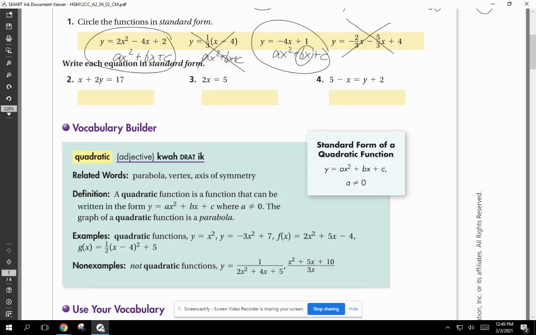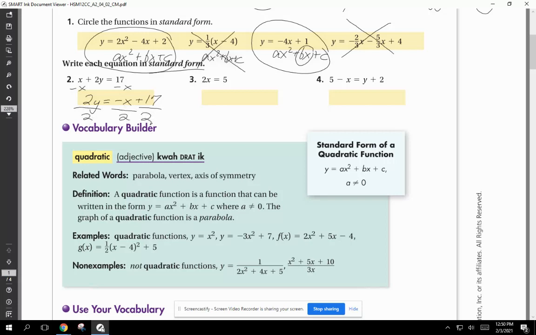Next section, write each equation in standard form. So you're going to change these to look like it in standard form. So you need to have y first always. So to get y first, you're going to subtract x on each side. So you have 2y equals negative x plus 17. How do we get y by himself now? Divide the whole thing by 2.